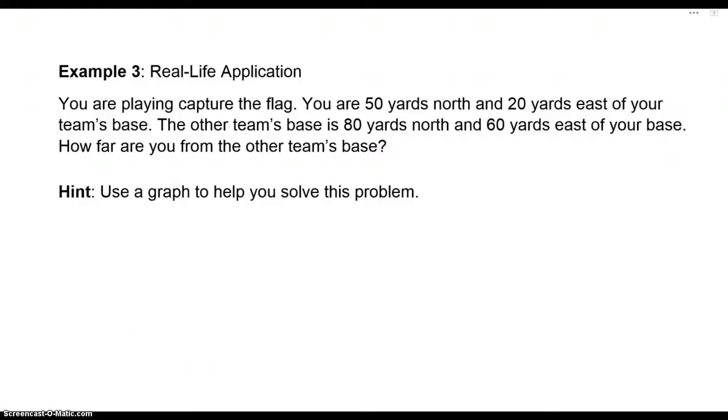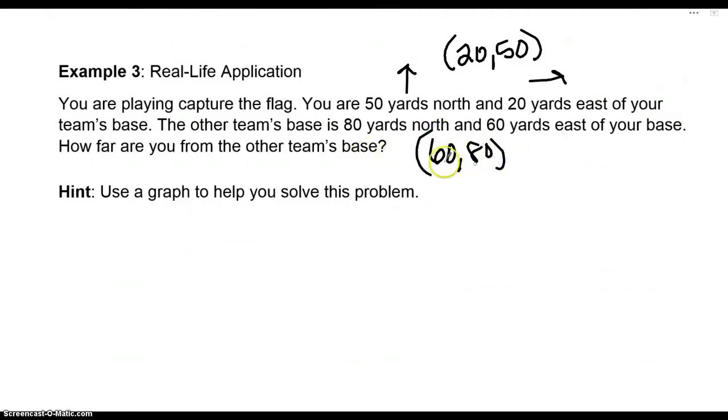Okay, so if you're 50 yards north and 20 yards east, thinking north is up and down, and then east is to the left, so this coordinate is going to be 20, 50. And then same thing over here, this is going to be 60, 80. Keep in mind, you plot the x-coordinate before you go up and plot the y-coordinate.